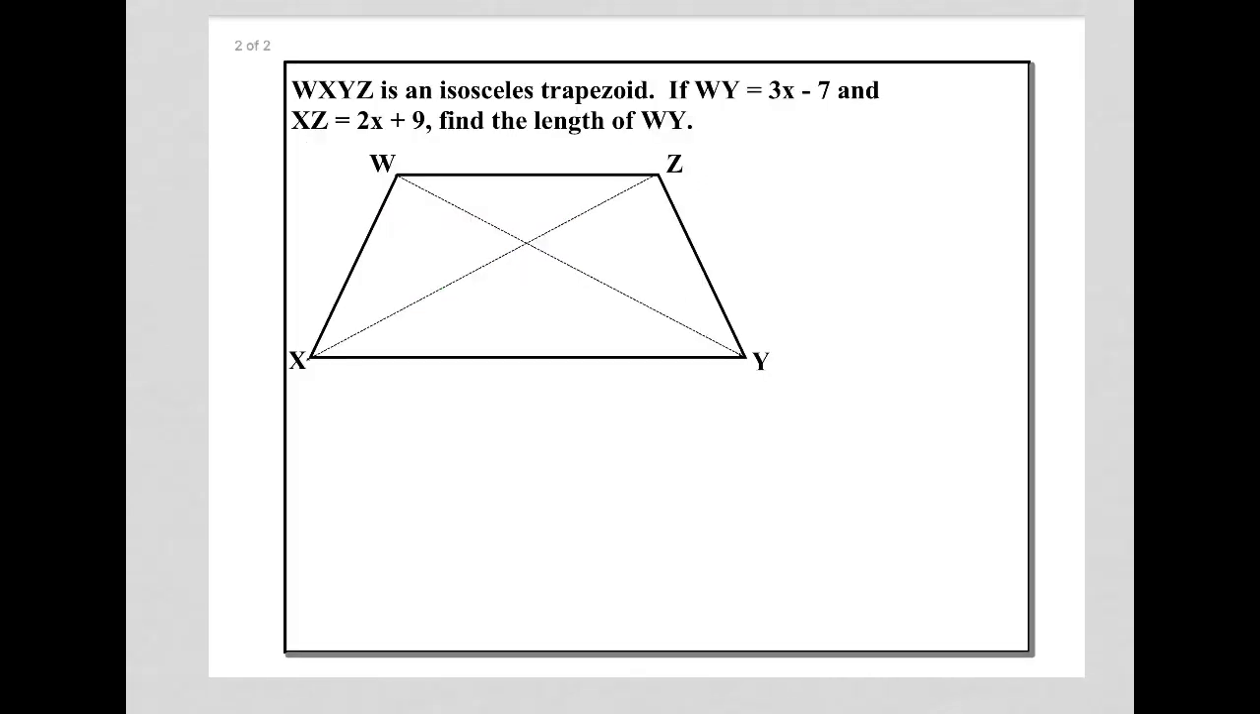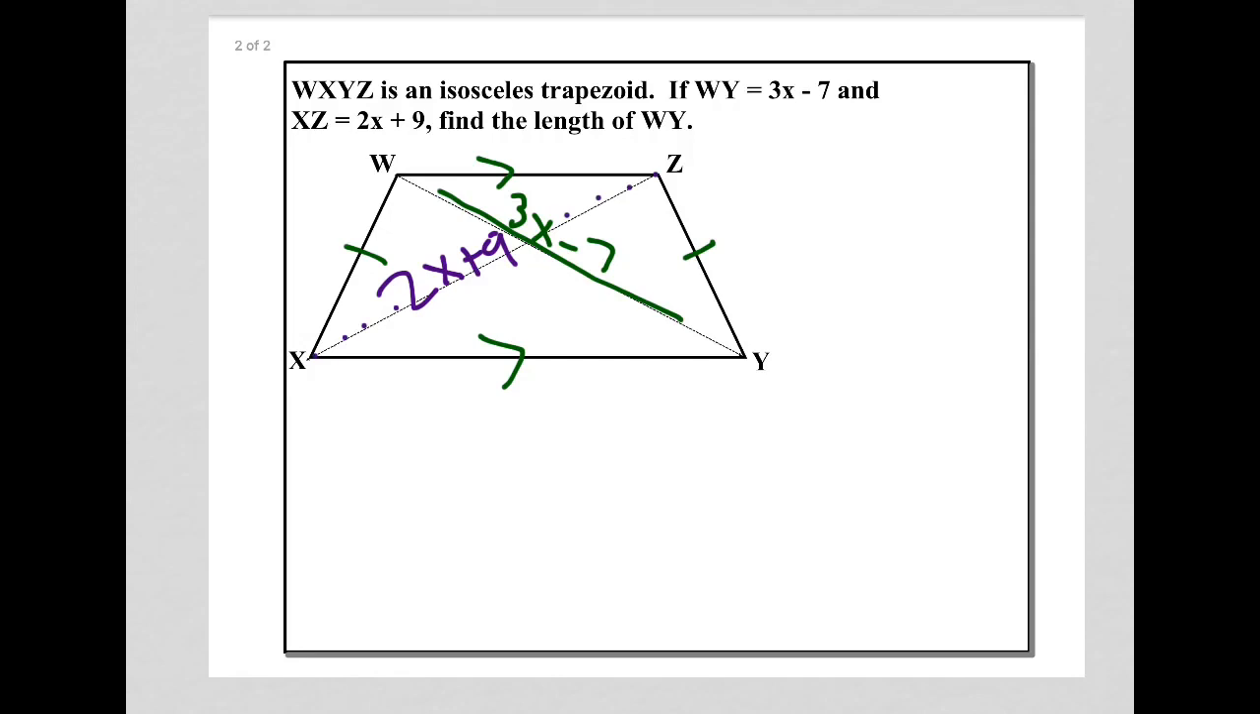So let's move on to an isosceles trapezoid. We have WXYZ is an isosceles trapezoid. Again, I want to start marking things as soon as I know what I'm doing, right? So I know that these are parallel. I know that these are congruent, okay? So WY, my diagonal there, is 3x minus 7. And I have XZ, which is the other diagonal, I'll write it in a different color, 2x plus 9, okay? And that goes in this direction.